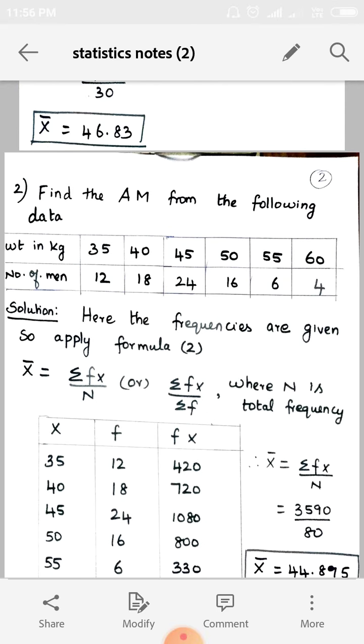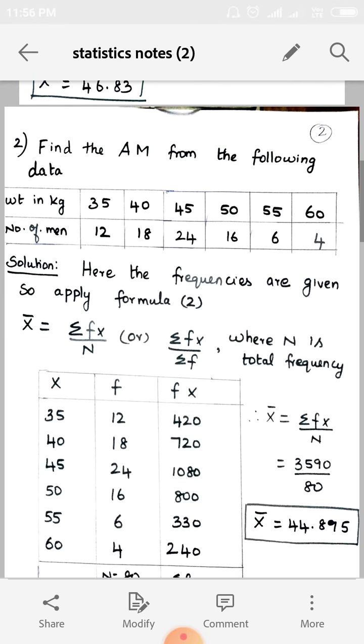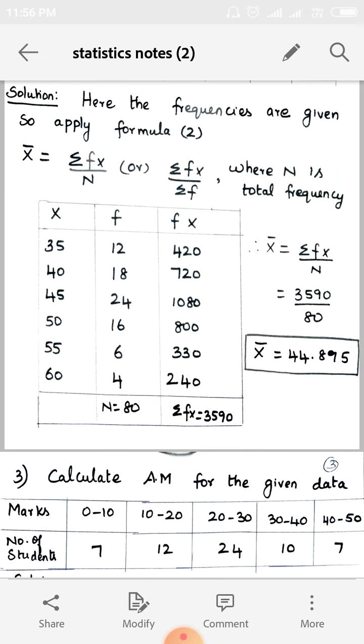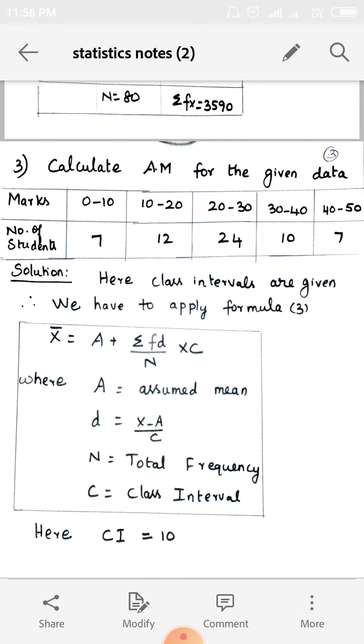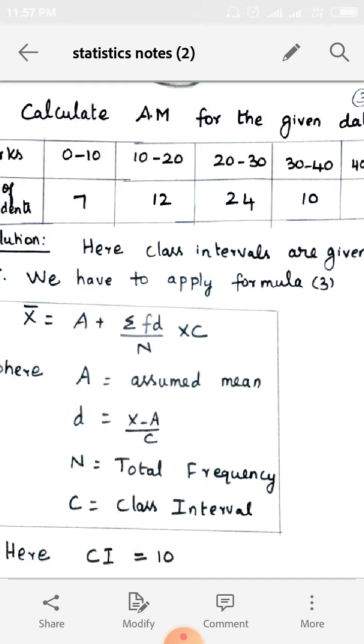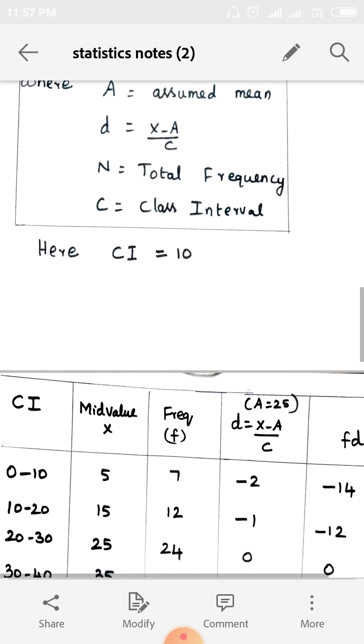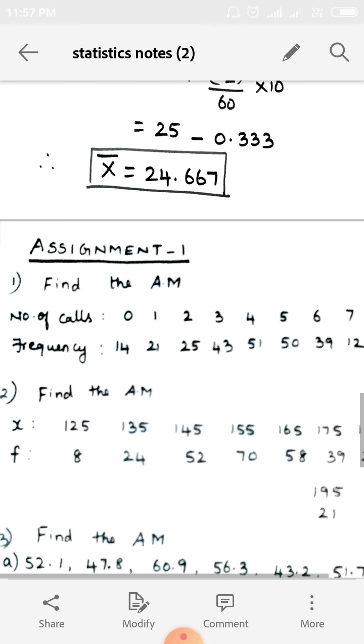The second type: the X values and frequencies are given. What's the formula? Summation Fx by capital N. So this is for the second type. And the third type: the class intervals and frequencies are given. We have to find the arithmetic mean by using the formula A plus summation FD by capital N into C. Clear, girls? Right. Okay, girls.